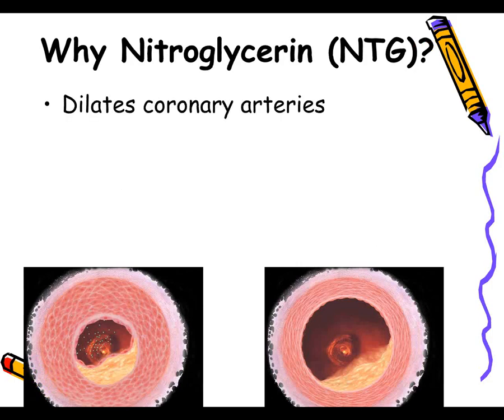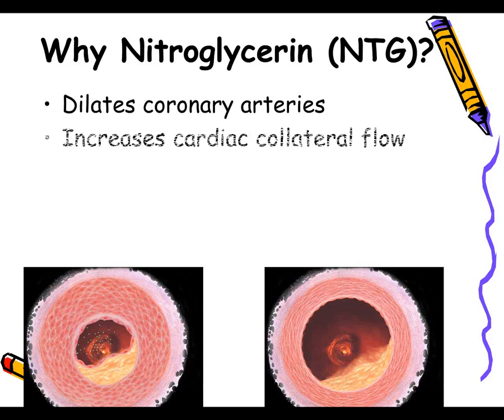Nitroglycerin. Nitroglycerin dilates coronary arteries. Nitroglycerin dilates all arteries. It's a smooth muscle dilator. So all your smooth muscles dilate. Not only the arteries in your heart, but the arteries in your head, the arteries in your arms and legs. So your vessels are going to dilate when you give somebody nitroglycerin. This may increase what we call collateral flow.